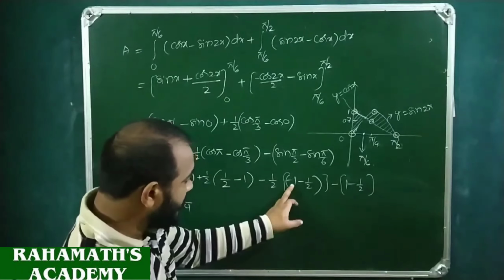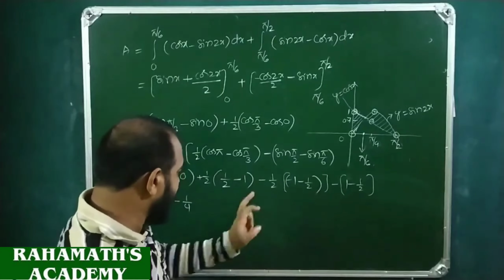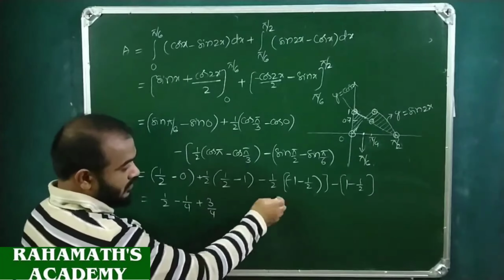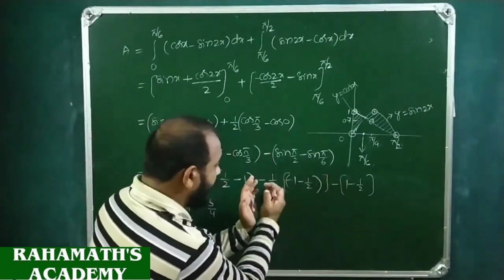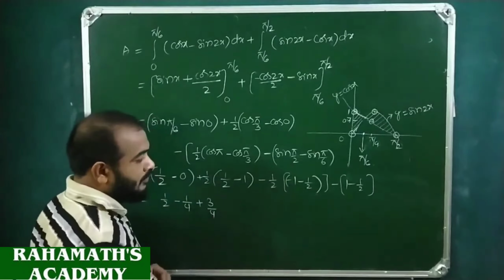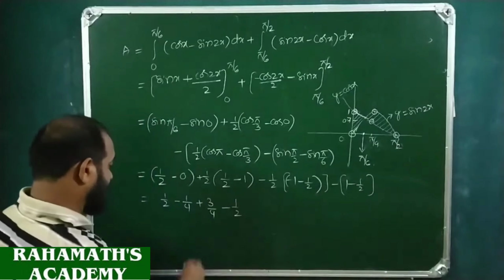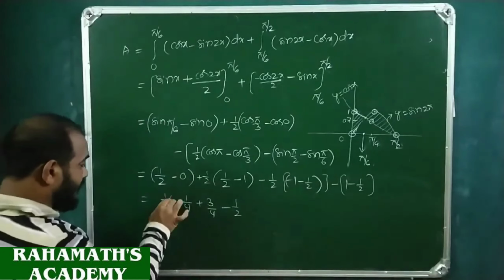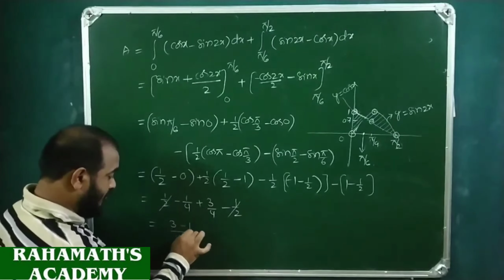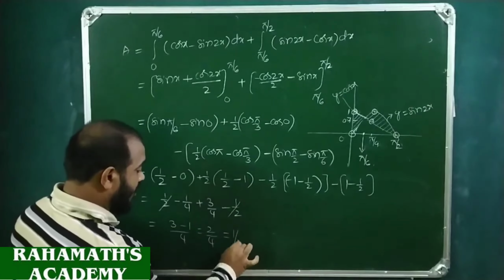So here this is minus 1 minus 1 by 2, which is minus 3 by 2. Minus into minus is plus, 3 by 4. This is minus 3 by 2 into minus 1 by 2. Minus into minus plus, 3 ones are 3, 2 into 2 is 4. So here minus 1 minus half is half only. Therefore this plus half, minus half gets cancelled. So 3 minus 1 by 4, which is 2 by 4, which is equal to half.